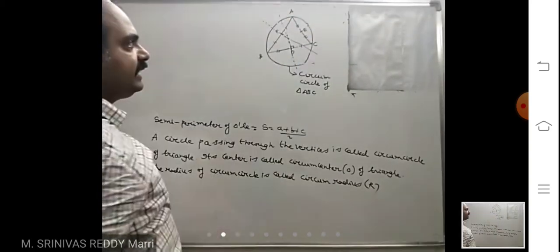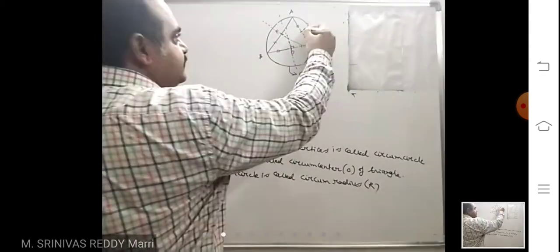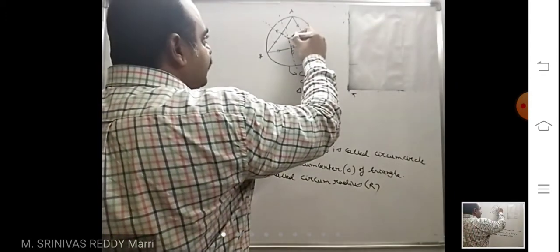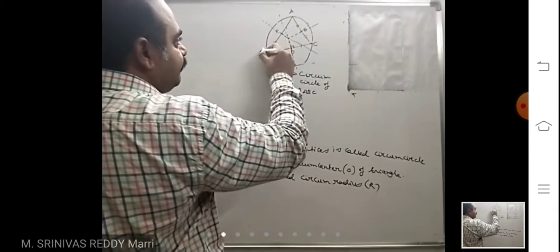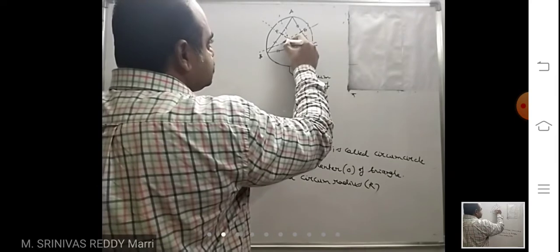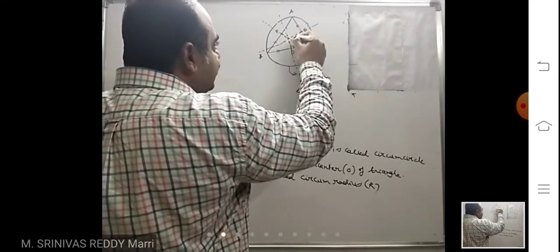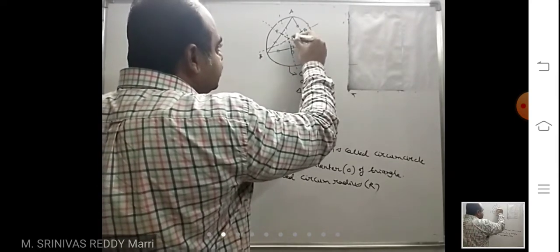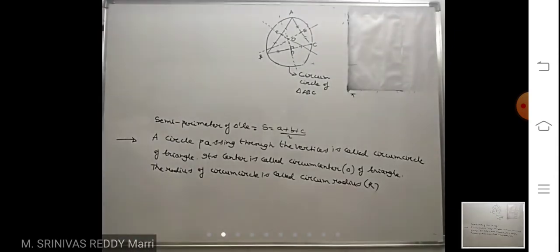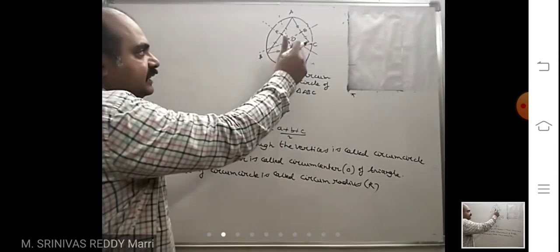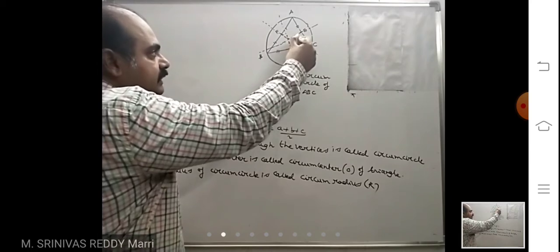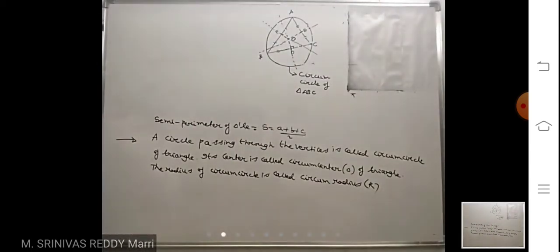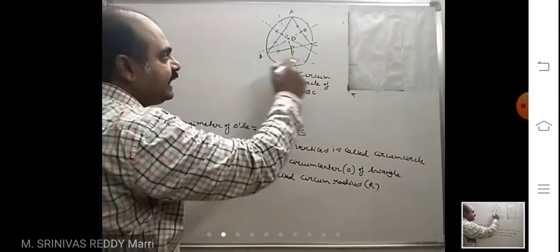So this is the perpendicular bisector of AB. Similarly, I am drawing perpendicular bisectors like this. So these three perpendicular bisectors will intersect at a point. That point is called the circumcenter. That is nothing but the center of this circle.